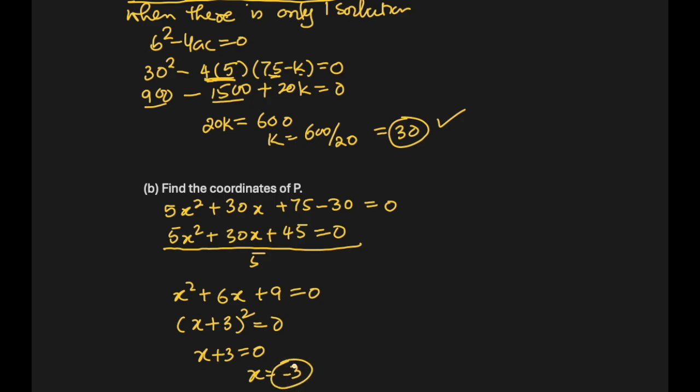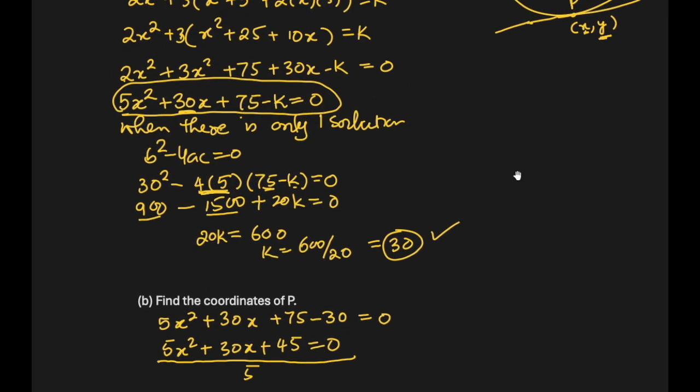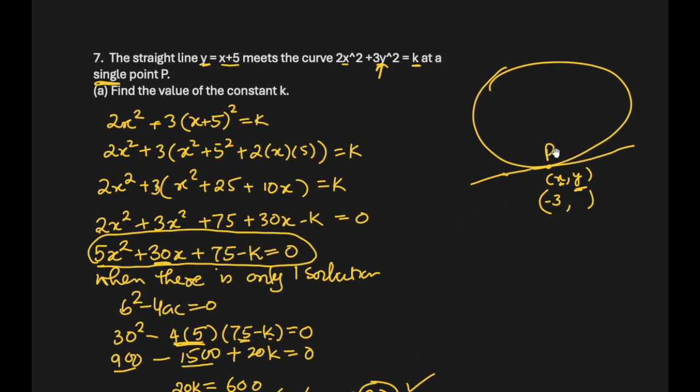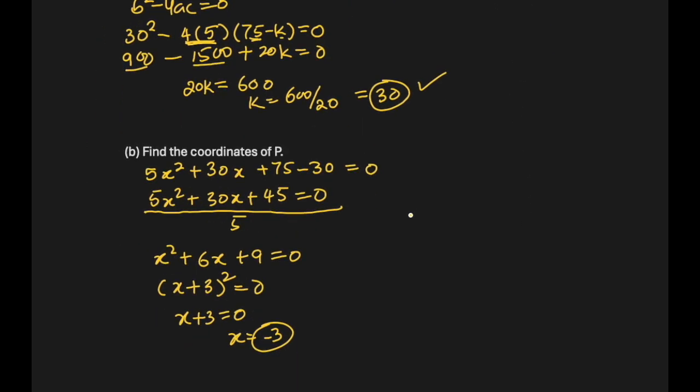So we got the x coordinate of minus 3 for P. Now we have to find y. For y, we can use either the equation of the line or the curve, and the equation of the line is more suitable here. Very easy: y equal to x plus 5. I will find y through that. Y equal to x plus 5, minus 3 plus 5, which is 2. So the coordinates of P are minus 3 and 2.